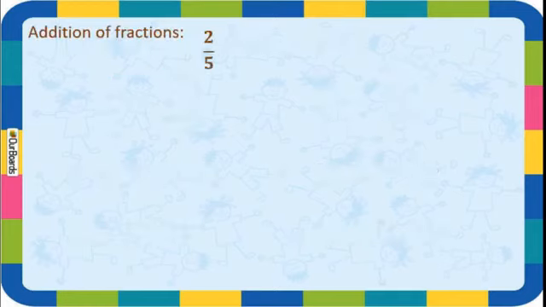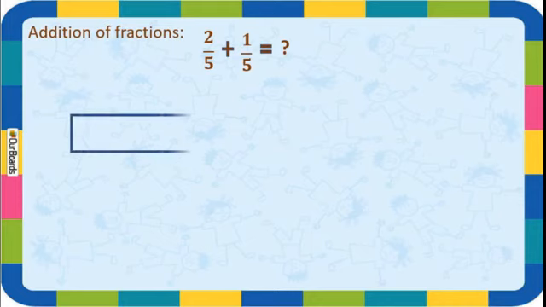Addition of fractions. Here is the sum: 2 upon 5 plus 1 upon 5 is equal to how much? Okay, here this is a like fraction sum, correct? Because denominators are same, that is 5. Okay, we will draw a picture.